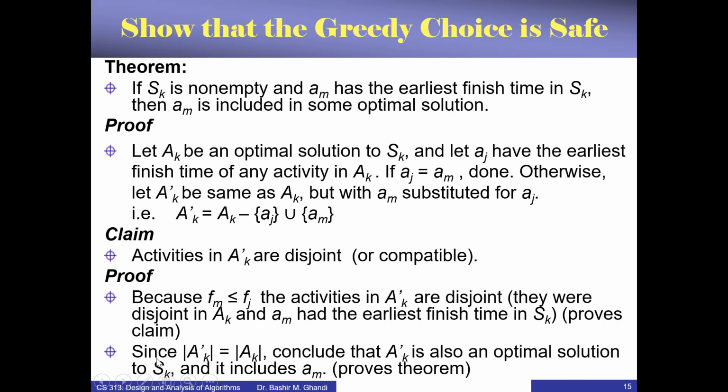Actually, this is the final point to note. Since the two subsets have the same elements and the same size, we can conclude that A prime K is also an optimal solution to SK. And it includes AM, and that proves our theorem.